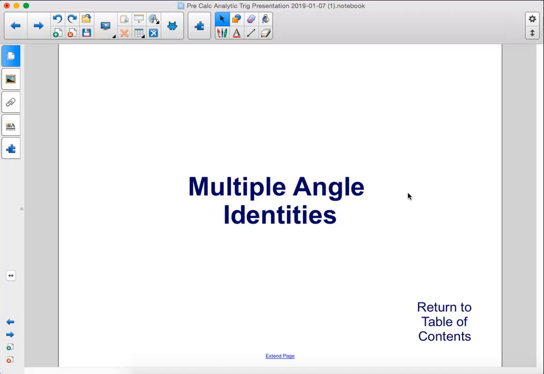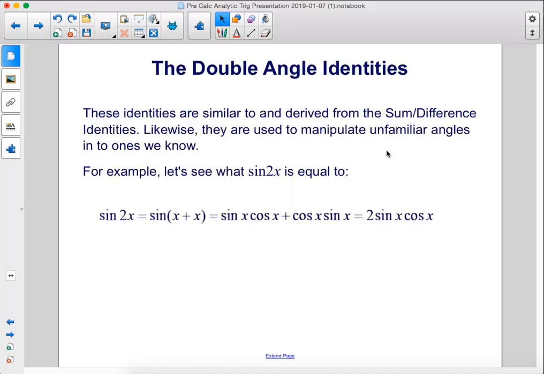Multiple angle identities. These identities are similar to and derived from the sum difference identities. Likewise, they are used to manipulate unfamiliar angles into ones that we know. For example, let's see what sine of 2x is equal to. Sine of 2x can be written as sine of x plus x. Then we use our identity, and we can see that that would equal 2 times sine x times cosine x.